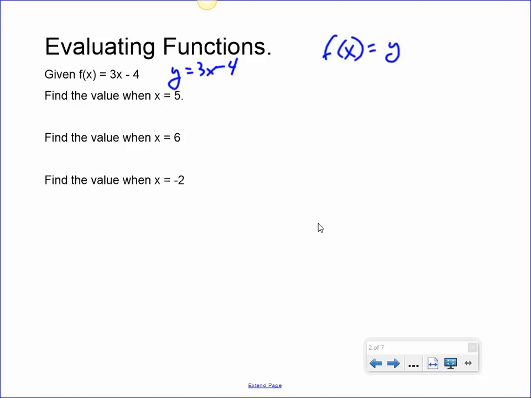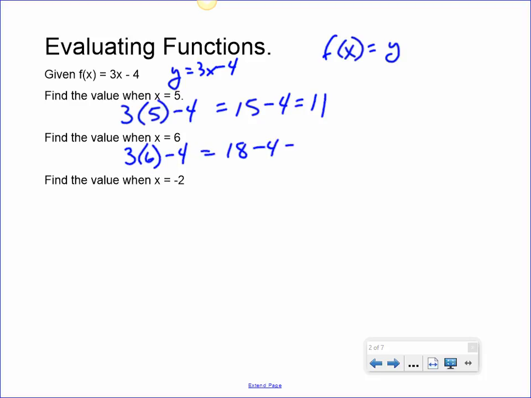So when I say to find the value when x equals 5, all we're really doing is plugging in a 5 for the x. So I'd just be taking 3 times a 5 minus a 4. 3 times 5 we know is 15, so that's 15 minus a 4, or an 11. If I want to find the value when x is equal to a 6, same idea. You take a 3 times a 6 minus the 4, so that's an 18 minus a 4, which is a 14. Or if you want to find it when x is equal to a negative 2, you take a 3 times a negative 2 minus a 4, so you get a negative 6 minus a 4, which is a negative 10.